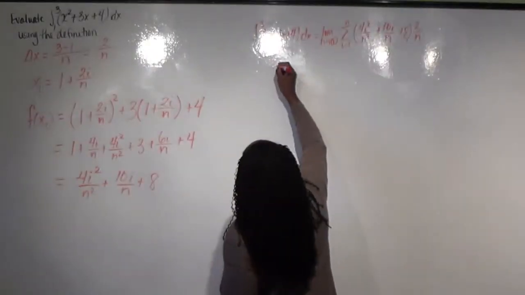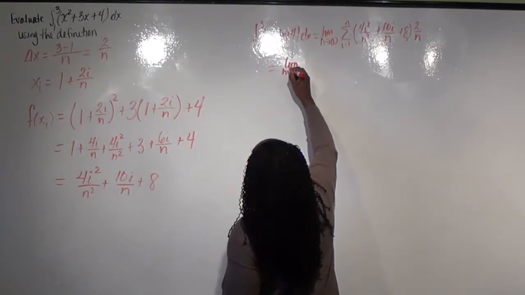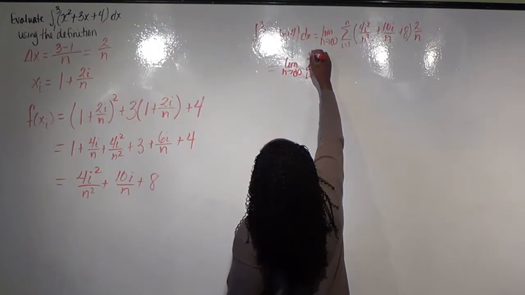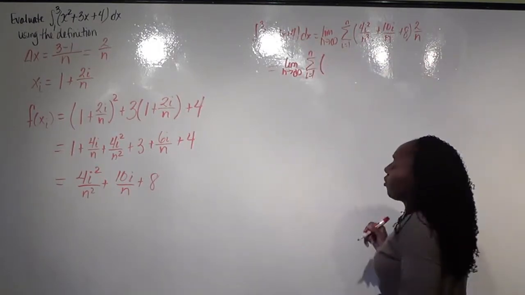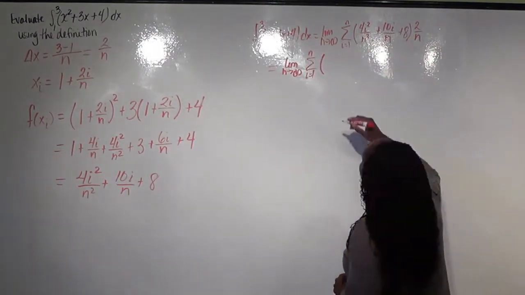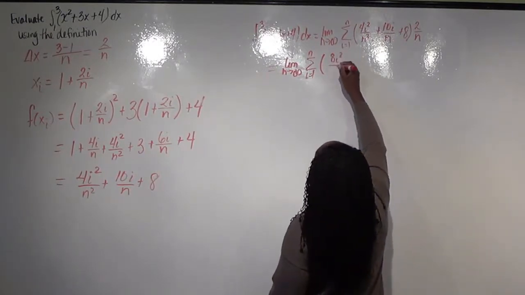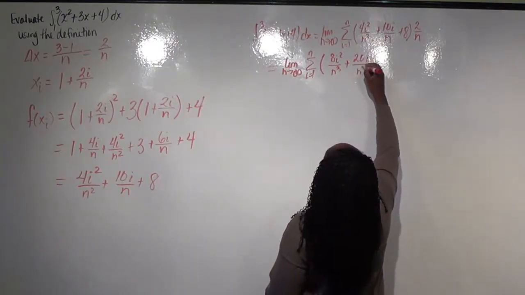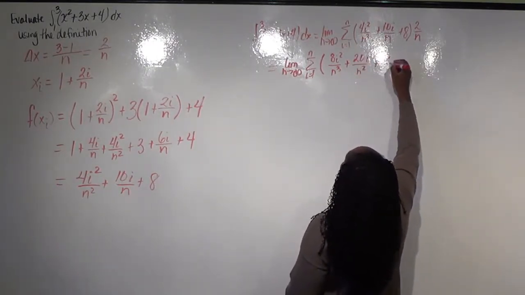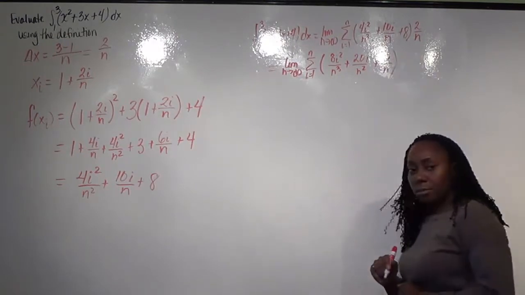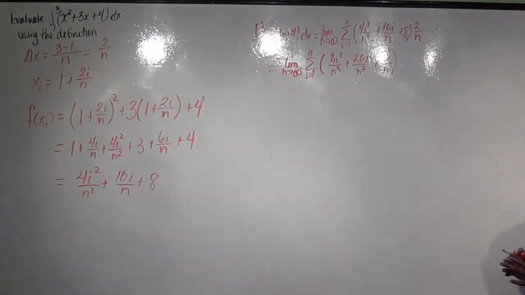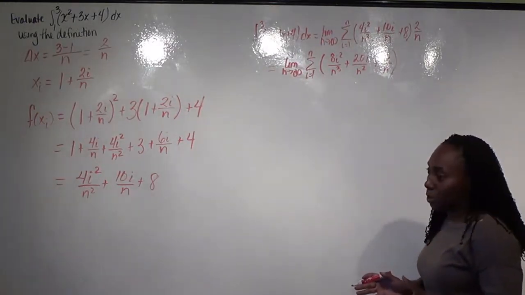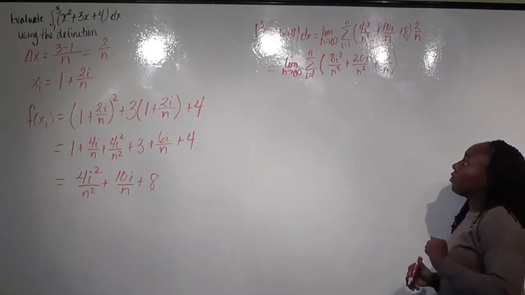Okay, again, we want to start by simplifying that. So we're going to go ahead and distribute that 2 over n. So we'll get an 8i squared over n cubed plus 20i over n squared plus the 16 over n. Now again, we can separate. So we'll separate these out into 3 separate summations. Pull our coefficients out front.